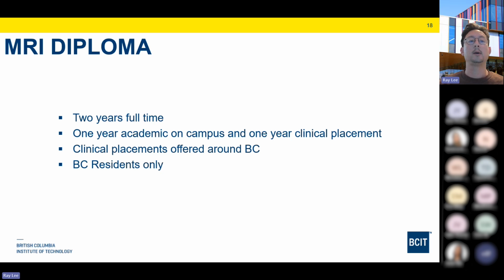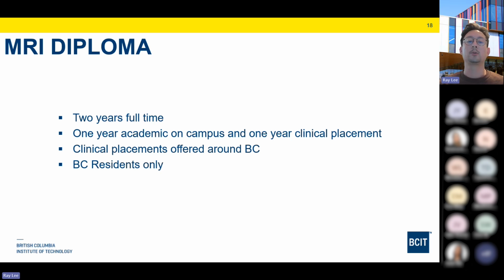Over the 2 years, while you are in the program, there is 1 year of didactic academic instruction on campus, followed by 1 year of clinical, which you get an extensive clinical placements and experiences through various hospitals throughout the province. You'll also do internal rotations through different areas of the hospitals just to give you the interprofessional sort of lens to your education and how different areas interact with the MRI department.